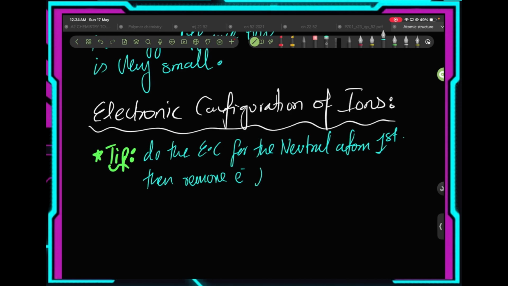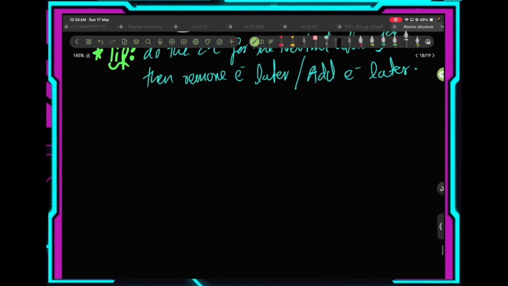Remove electron later or add electron later. So for example, if I say write down the electronic configuration of a sodium ion, what you need to do is, for an instant, just forget about this. Act like this does not exist. The positive charge is not there. It's just a neutral atom.